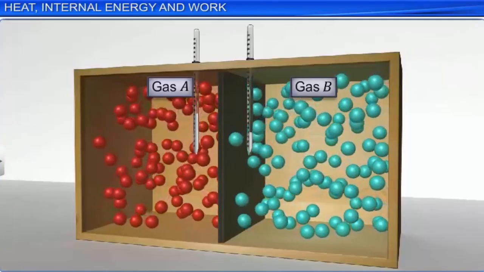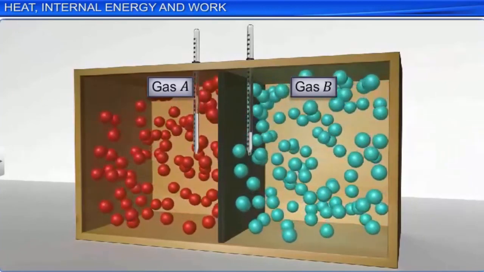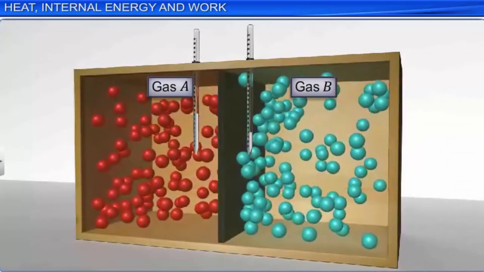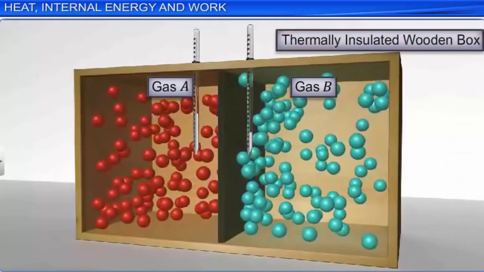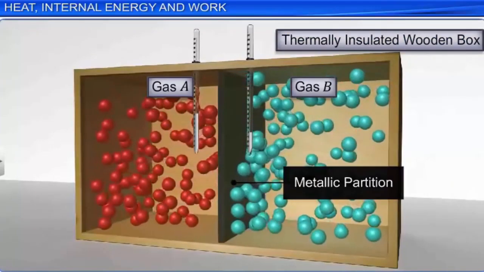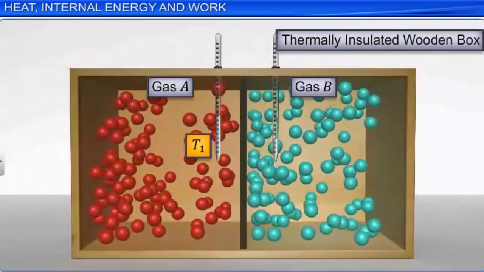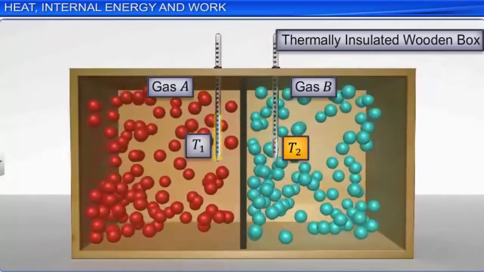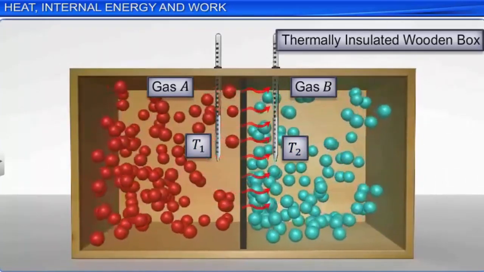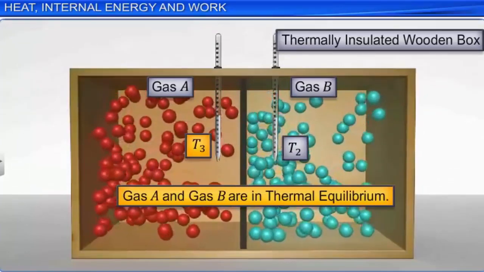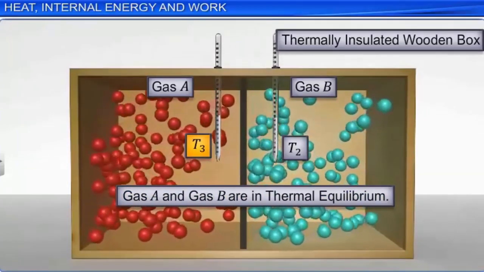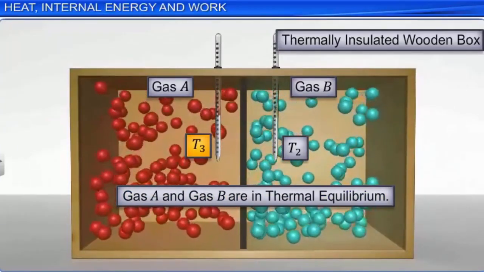Consider two thermodynamic systems, say gas A and gas B, which are in two chambers of a thermally insulated wooden box and separated by a metallic partition. Let the initial temperatures of both gases be T1 and T2, with T1 greater than T2. We know that after sufficient time, they attain thermal equilibrium. Basing on this observation, temperature is defined as a thermodynamic variable that is equal for systems in thermal equilibrium.